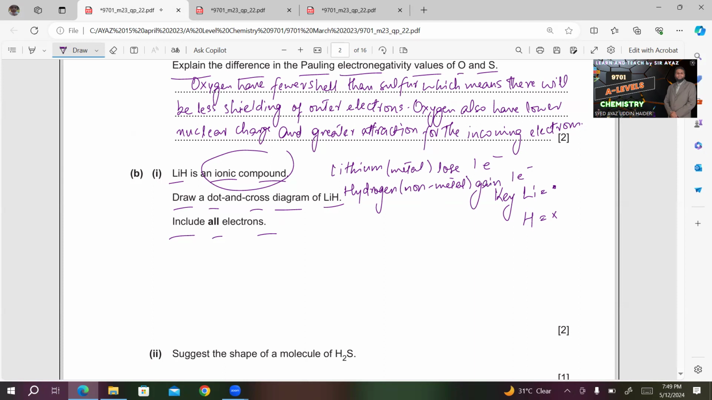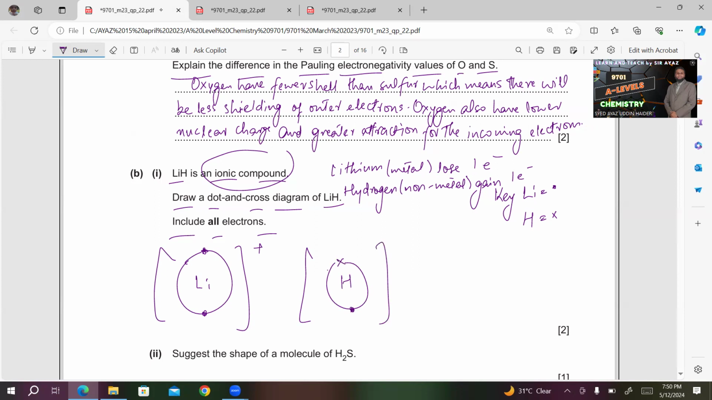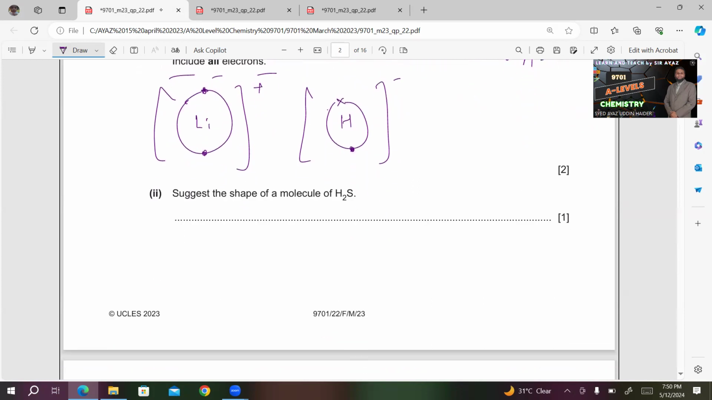It's in the second period, so it will lose its valence electron from the second shell. So it will be left with only 2 electrons. So this will be the dot and cross diagram for lithium. I'm showing the inner electrons, 1, 2. For hydrogen, it will gain 1 electron. It's the electron of hydrogen. These are the electrons. This is the electron coming from lithium. So this will be the final dot and cross diagram.